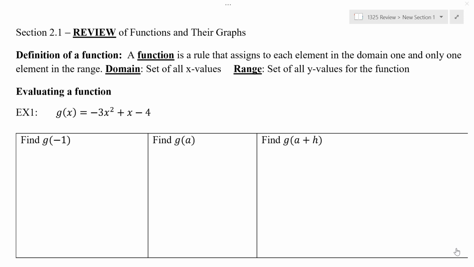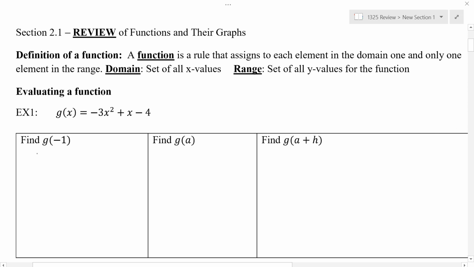So we know from college algebra that a function is typically given as an equation. So here we have the function g. g of x is equal to negative 3x squared plus x minus 4. And we would like to evaluate that function at three different values. The first says to find g of negative 1.